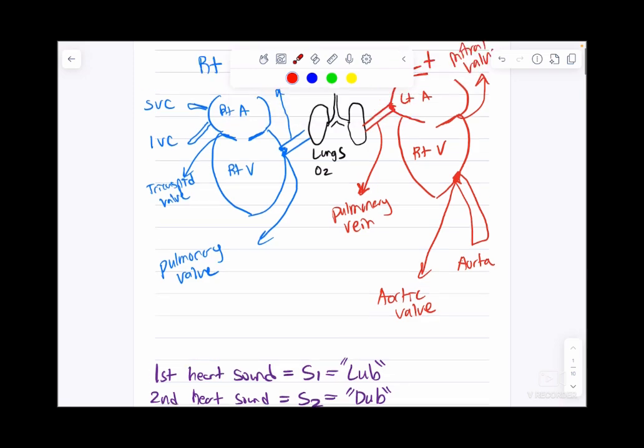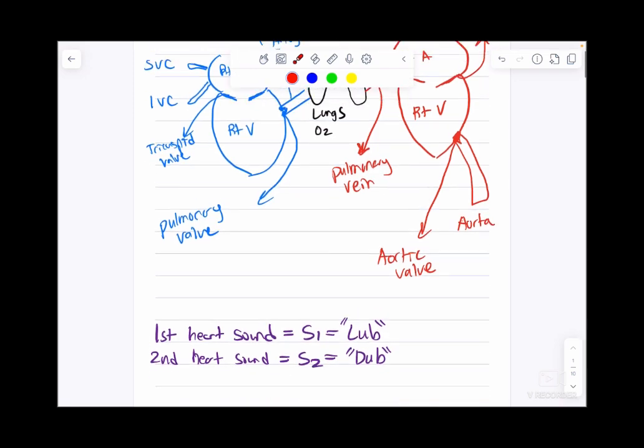Now, let's talk about the heart sounds. What are the heart sounds? S1 and S2. The first heart sound is the lub. The second heart sound is the dub. Lub dub, lub dub, lub dub. S1, S2, S1, S2.